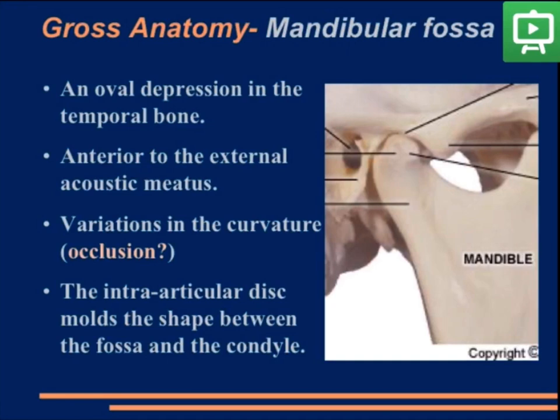So the mandibular fossa is the oval depression in the temporal bone, which is anterior to the external acoustic meatus. There are inter-individual variations in the curvature of this fossa, which may be caused by the occlusion in each person. The intra-articular disc molds the shape between the fossa and the condyle, so it adapts to the shape.